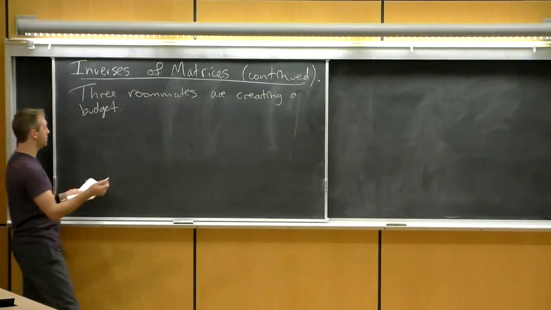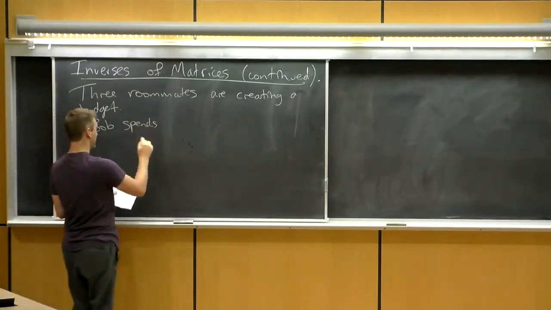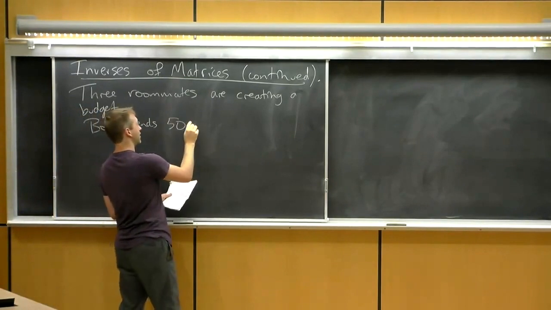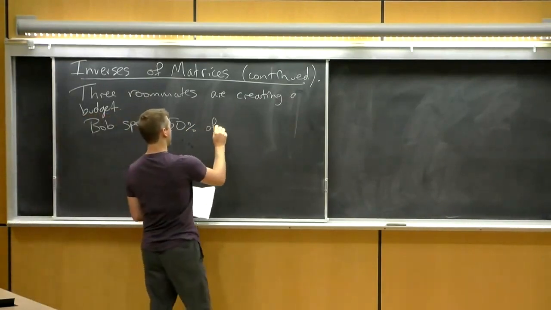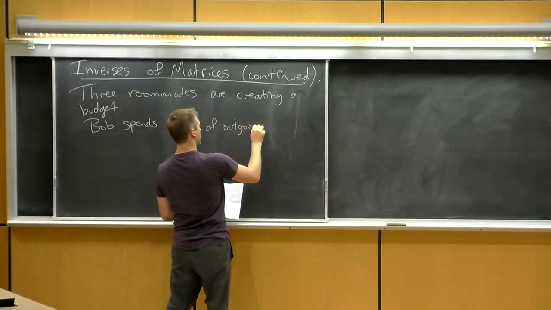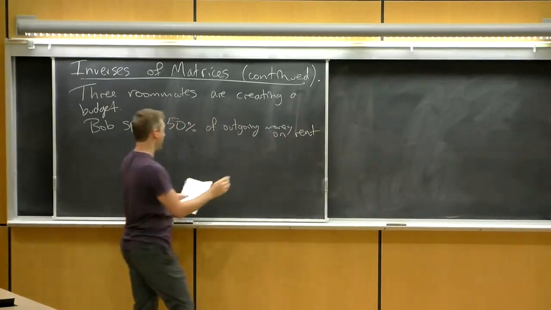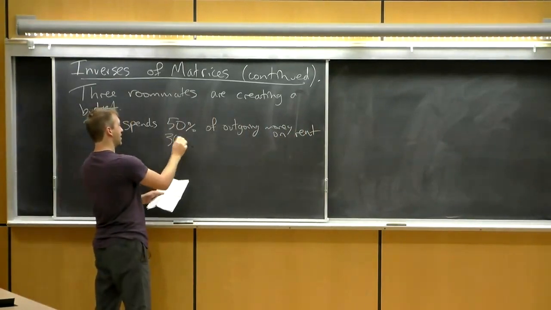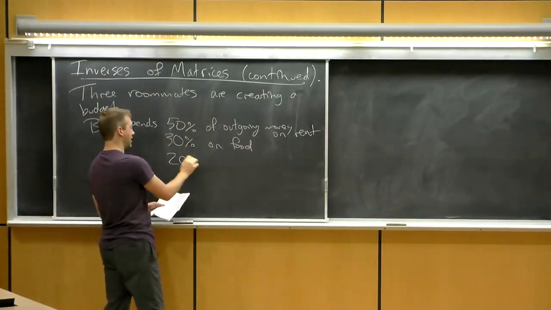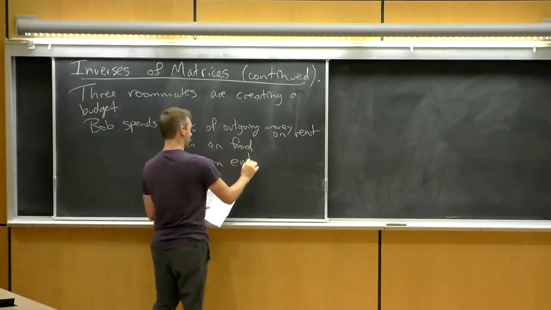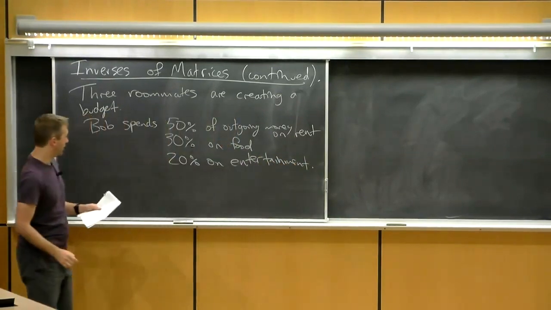So Bob spends, let's say, 50% of his outgoing money on rent. And let's say he wants to spend 30% of his money on food and 20% on entertainment. Okay, so that's one roommate.